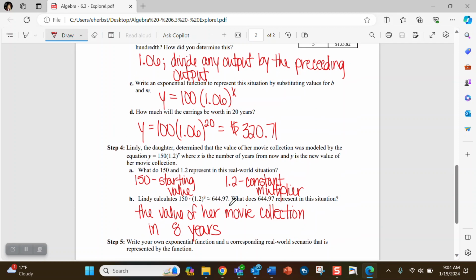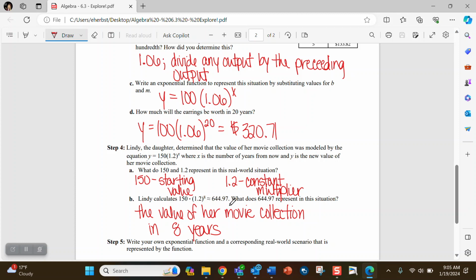Finally, in the last step, Lindy, the daughter, determined that the value of her movie collection was modeled by the equation y equals 150 times 1.2 to the x, where x is the number of years from now and y is the new value of her movie collection. So 150 represents the starting value of her movie collection. It's how much it's worth now. And 1.2 is the constant multiplier.